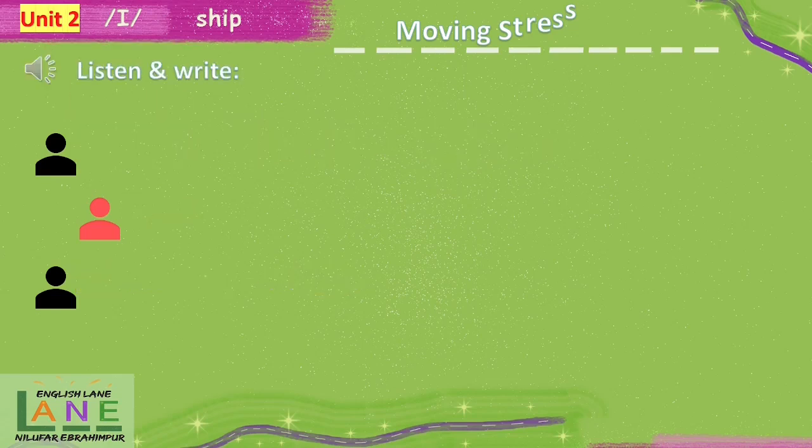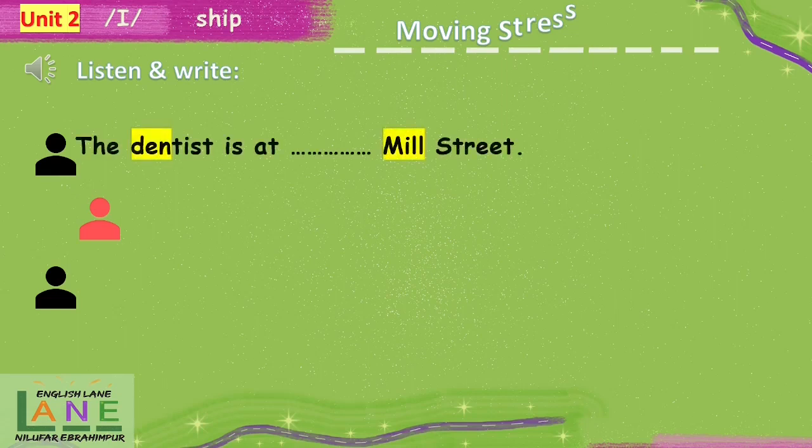All right, let's listen and write the words. Are you ready for that? Okay, let's begin. Well, the first person who is giving the address says the dentist is at, I don't know what number, Mill Street. We listen and write and complete it. 4C. Example.